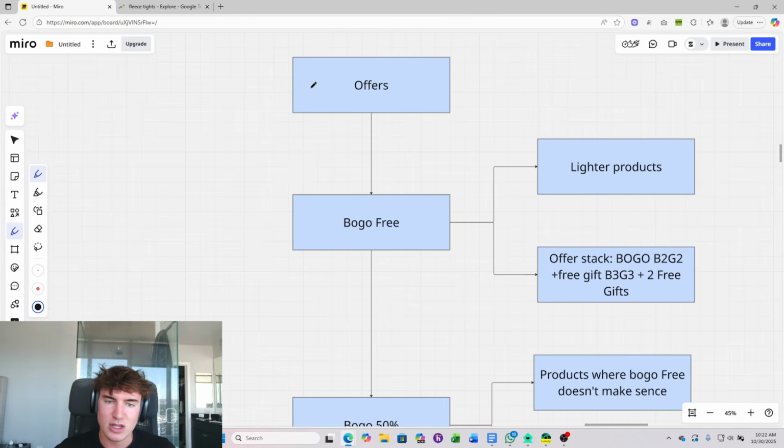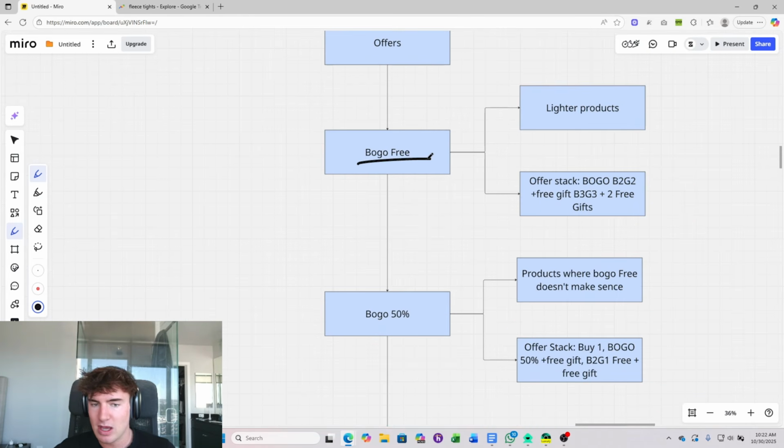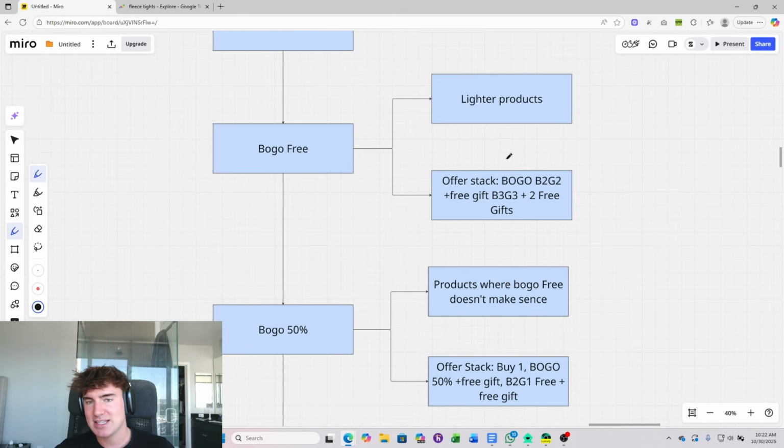The next thing we'll go into is the offers that you guys can run with these products. So buy one, get one free is a really good offer. This one will work really good with lighter products like the fleece tights, for example. That is an example of a lighter product that would work really good with this. And for the offer stacks that I see work the best, you don't want to just run a BOGO free. You want to also make sure you're AOV maxing too.